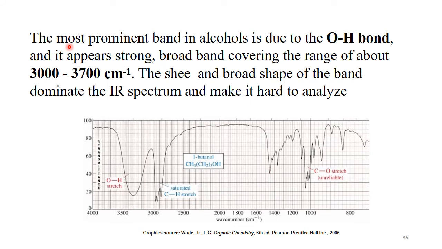The most prominent band in alcohols is due to the OH bond, and it appears as a strong, broad band covering the range of about 3300 to 3700 centimeter inverse. As shown here, the OH stretch is a broad band appearing strong and covering a big region.